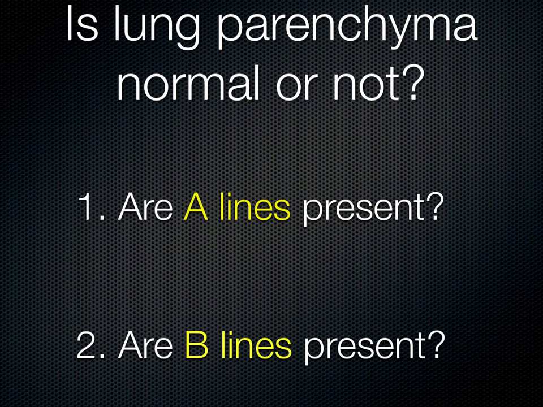You'll see that come up in just a moment. What we're interested in here is, is the lung parenchyma normal or not? What we're asking is, are there A lines present or are there B lines present?